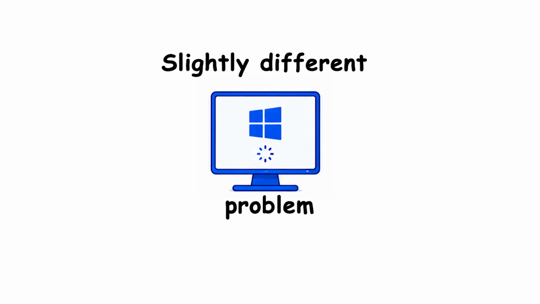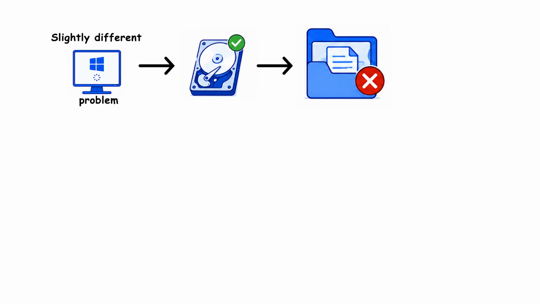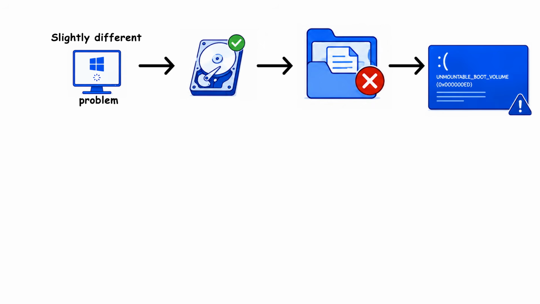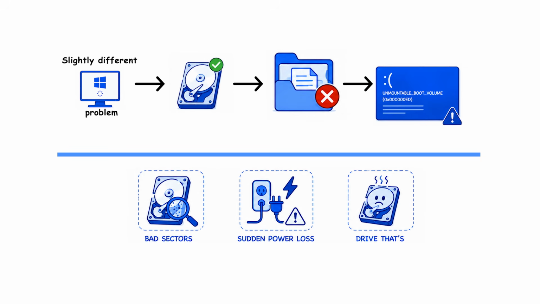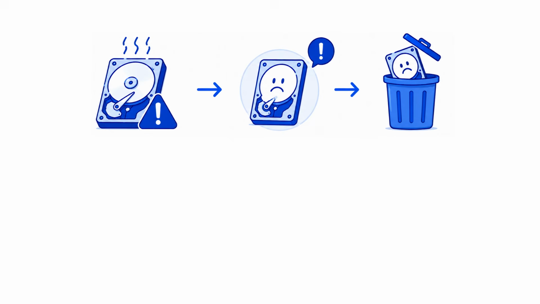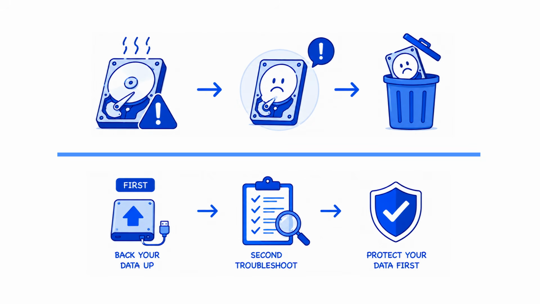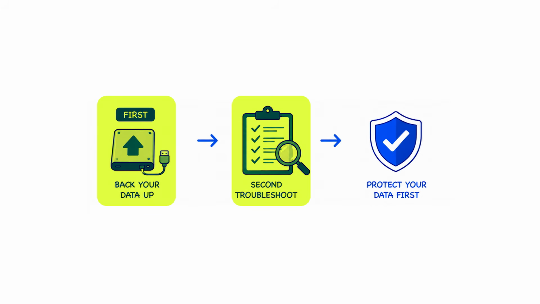Unmountable boot volume. Slightly different problem. Windows can see the boot drive is there this time. It just can't read the file system data on it. Bad sectors, a sudden power loss mid-write, or a drive that's straight up failing are the usual causes. The tell: a drive that throws this repeatedly isn't asking for a fix, it's asking to be replaced. Back your data up first, troubleshoot second.